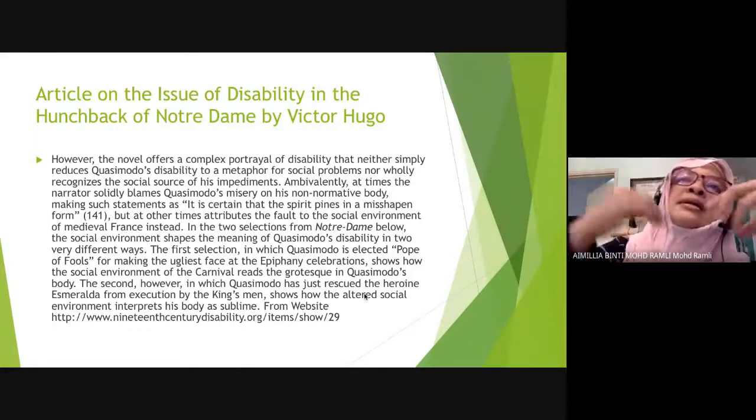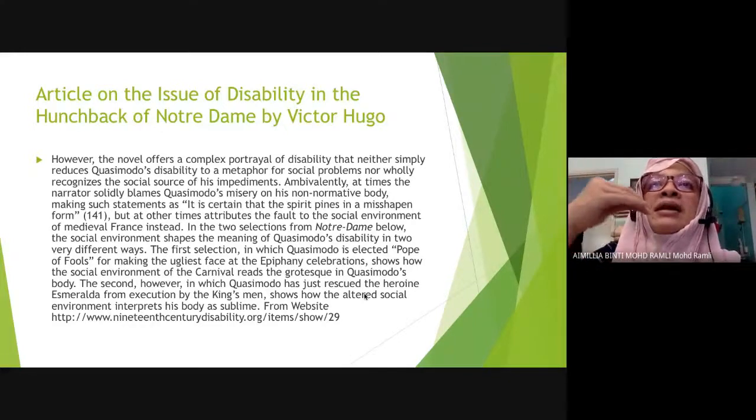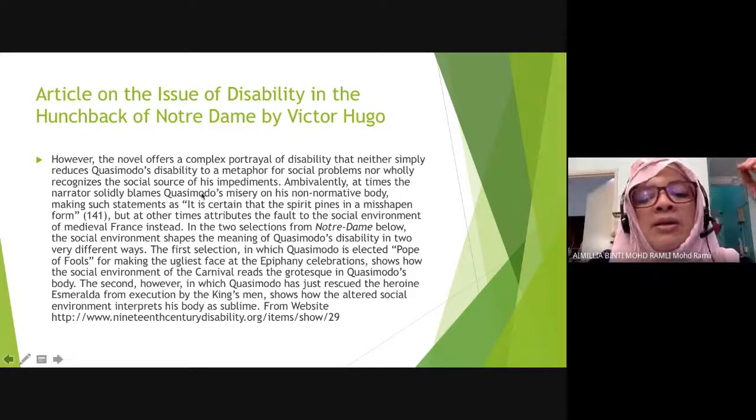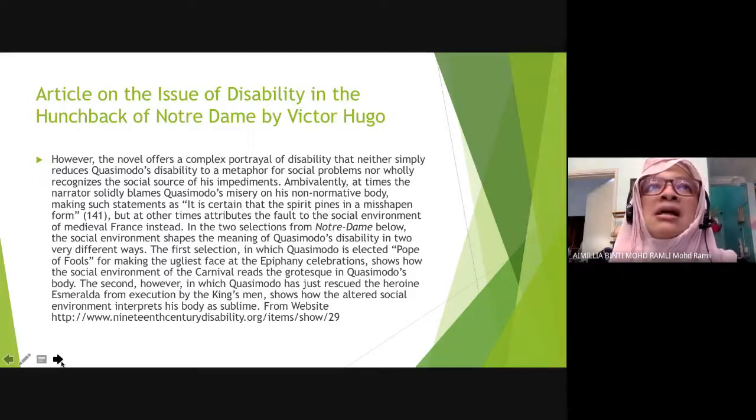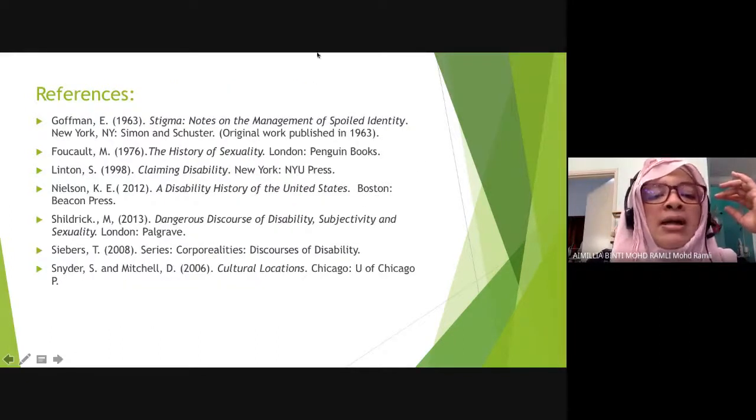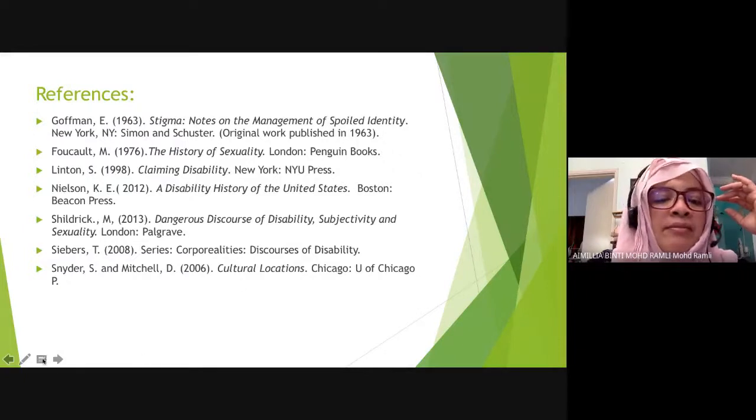So the thing is, how we treat disabled people can actually change from being repugnant towards them to admiring them. So this shows how disability itself is socially constructed. It's how we view disabled people that matters. It's not the disability itself that matters. So then we have a list of references here.